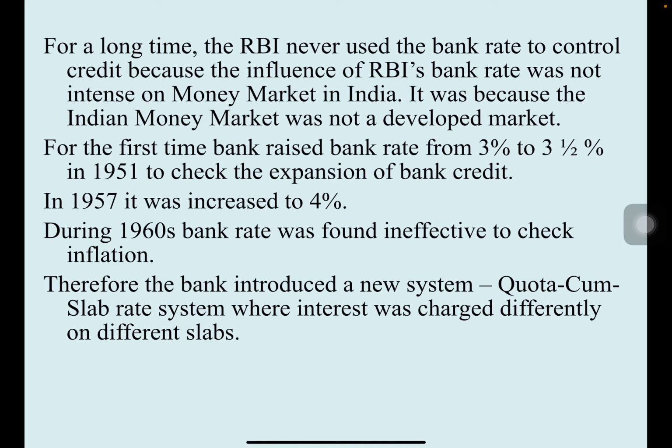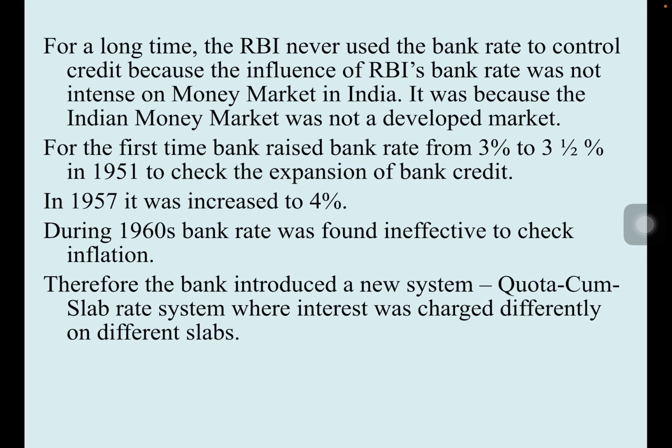For a long time, RBI never used bank rate to control credit because the influence of RBI's bank rate was not intense on the Indian money market, because the Indian money market was not a developed market. For the first time, the bank raised the bank rate from 3% to 3.5% in 1951 to check the expansion of bank credit. In 1957, it was increased to 4%.